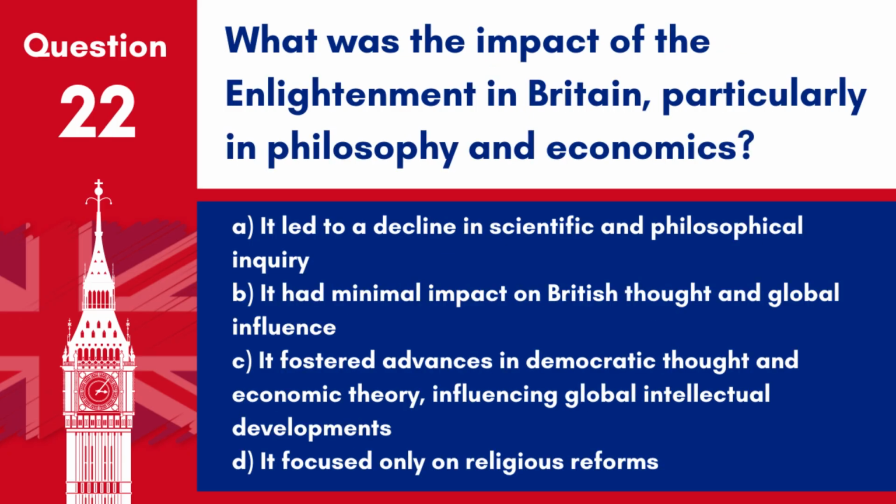Question 22. What was the impact of the Enlightenment in Britain, particularly in philosophy and economics? A. It led to a decline in scientific and philosophical inquiry. B. It had minimal impact on British thought and global influence. C. It fostered advances in democratic thought and economic theory, influencing global intellectual developments. D. It focused only on religious reforms.